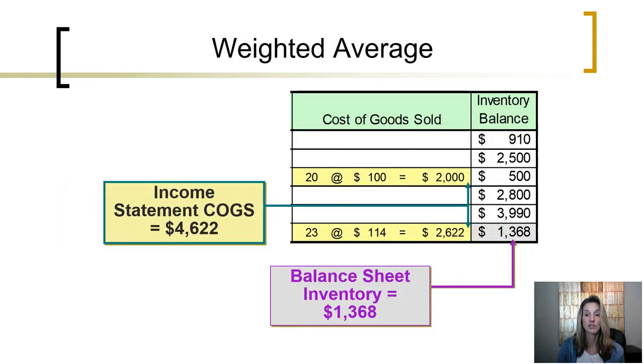The total cost of goods sold that will be reported for the month will be $4,622 under the weighted average method. The inventory reported on the balance sheet will be the $1,368 remaining.